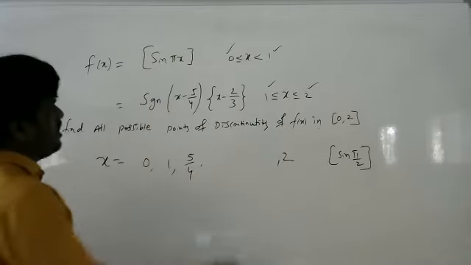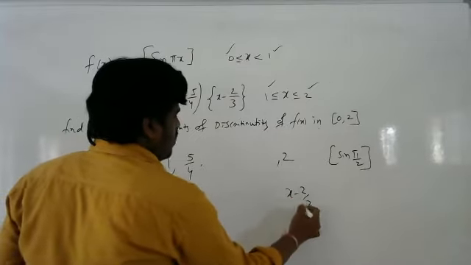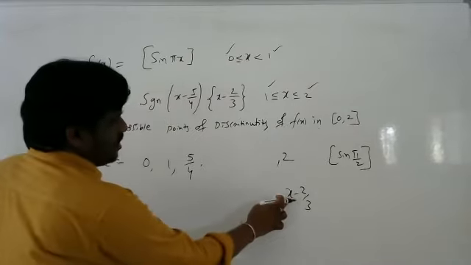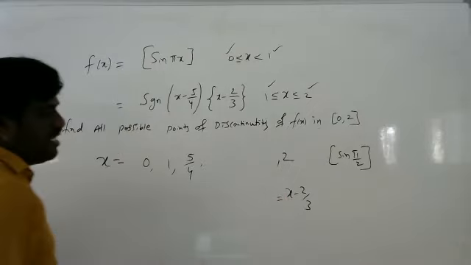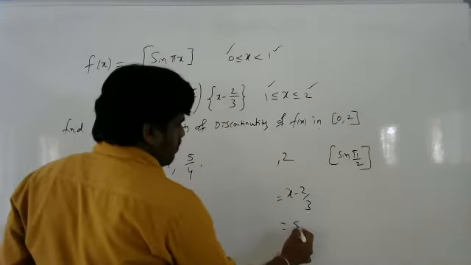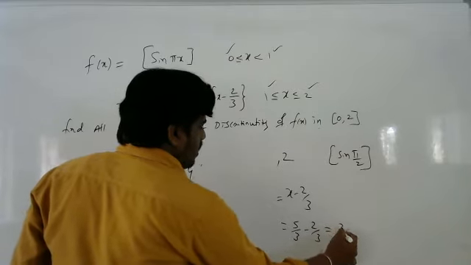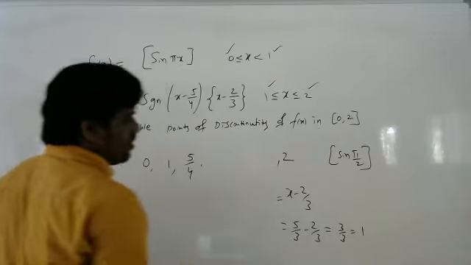What are the other possibilities? x minus 2 by 3, the fractional part of x minus 2 by 3. For what value of x do you get an integer here? Any number, but that number should be between 0 and 2 only. What number should it be? 5 by 3. If I keep 5 by 3 minus 2 by 3 here, I am going to get 3 by 3, that is 1.